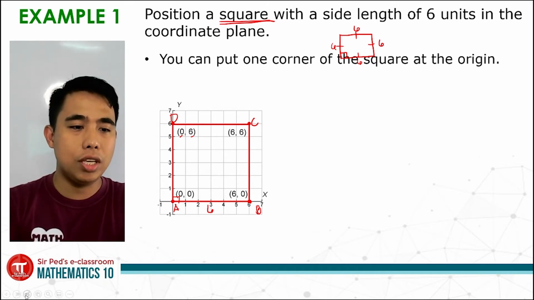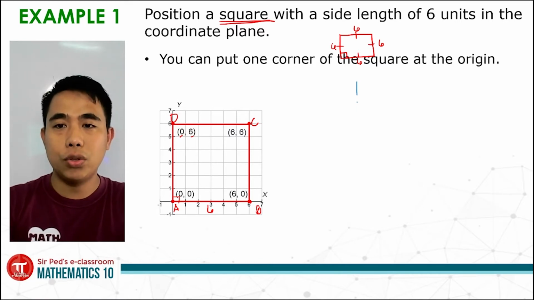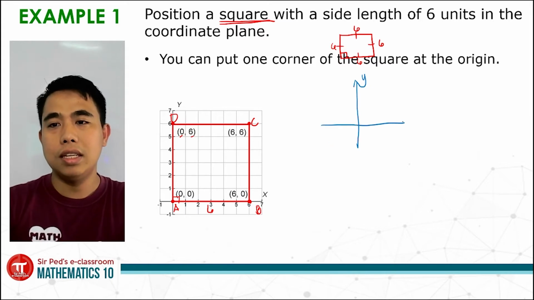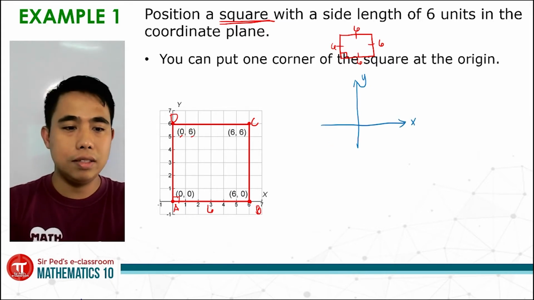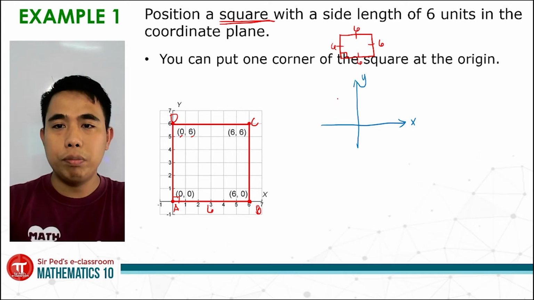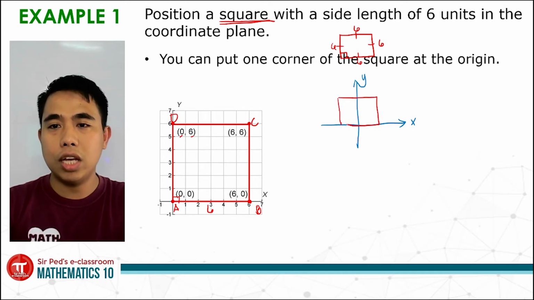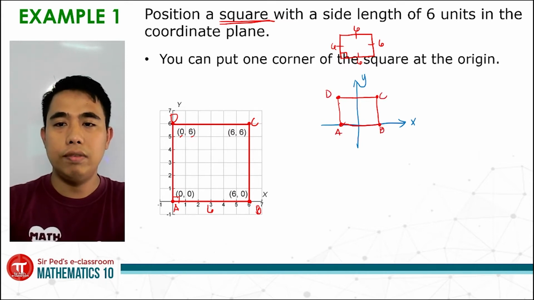Maybe your question is, sir, what if I'm going to position my square in this form? So, we have here the y-axis, and this is the x-axis. What if you are going to position your square in this form? It is still 6 units. What will be the coordinates of the vertices of the square? So this is A, B, C, D.